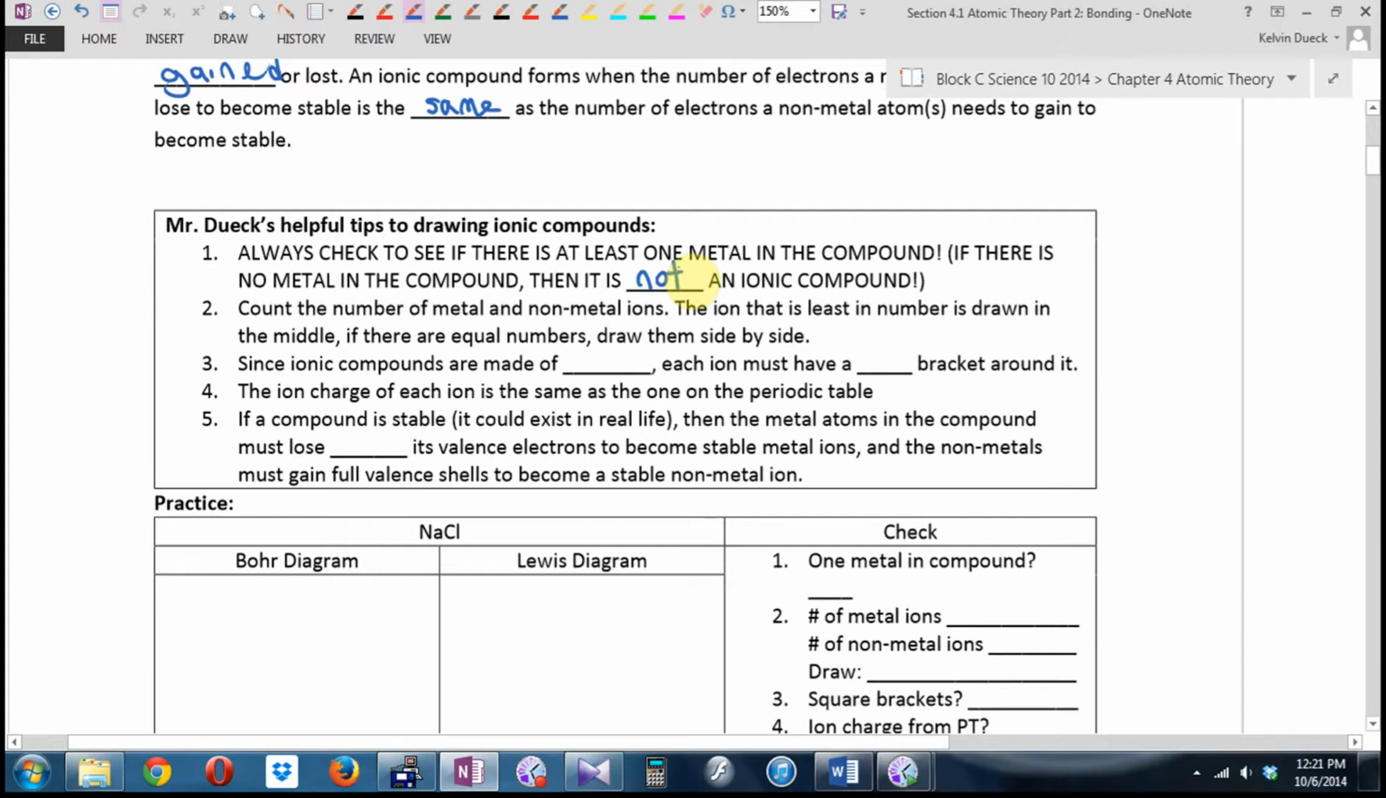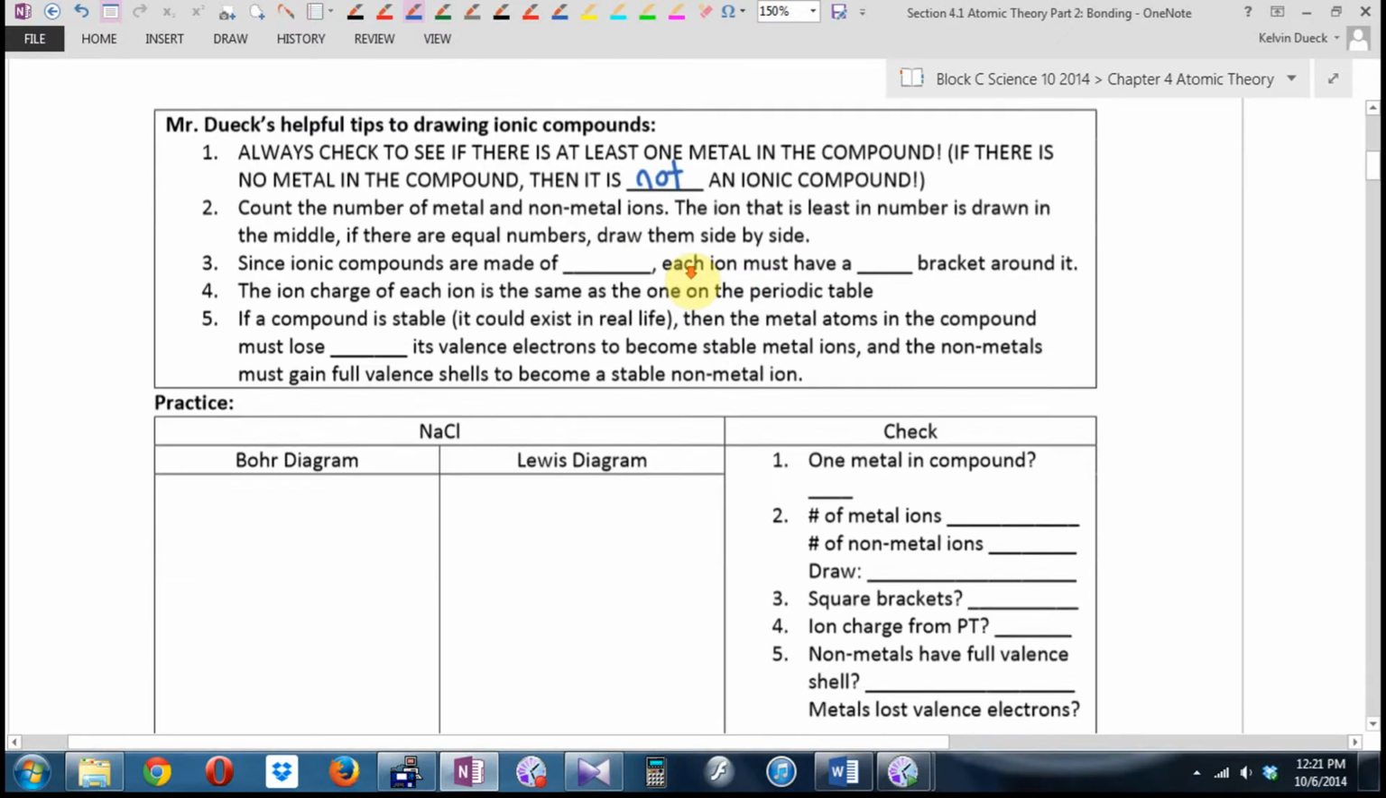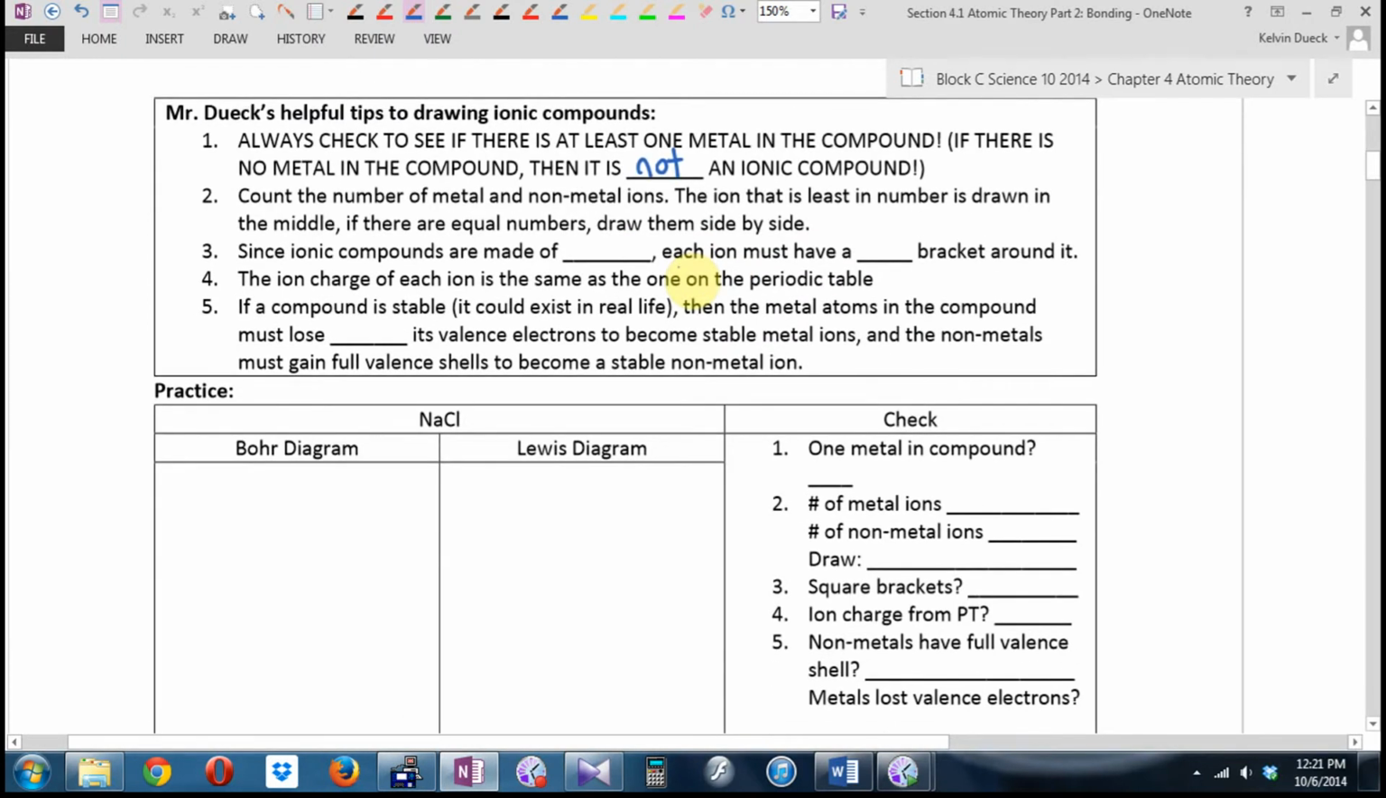Count the number, when you're drawing pictures, of metal and non-metal ions. The ion that has the fewest number of them, you put in the middle. If there's equal numbers, draw side by side. Say what? Trust me, when we do the diagrams in a second, it'll become clear. Since ionic compounds are made of ions, each ion must have those funky square brackets and then the ion charge around it.